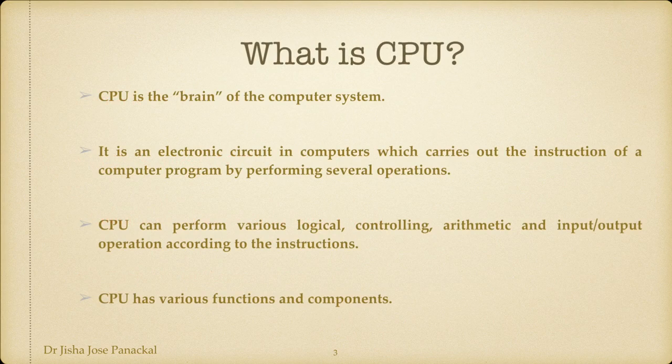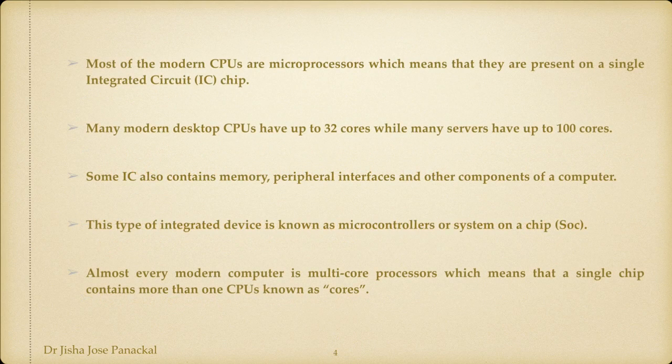So we know what is CPU. That is Central Processing Unit, which is considered as the brain of the computer. It is an electronic circuit in computers which carries out the instructions of a computer program by performing several operations. It includes logical, controlling, arithmetic and input-output operations according to the instructions given by the users. We will see various functions and components of CPU. Before that, we will see some more points regarding CPU.